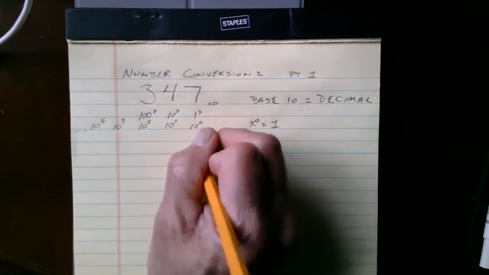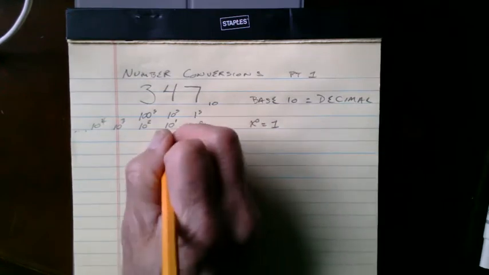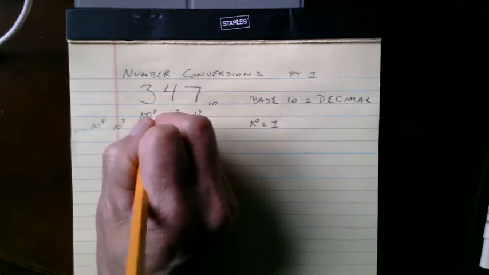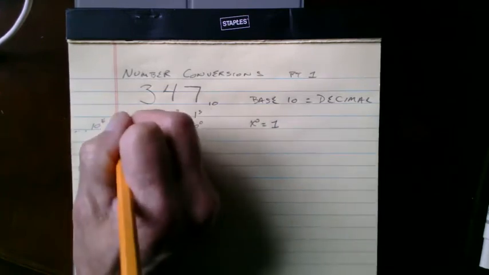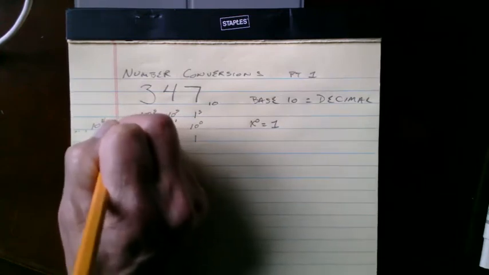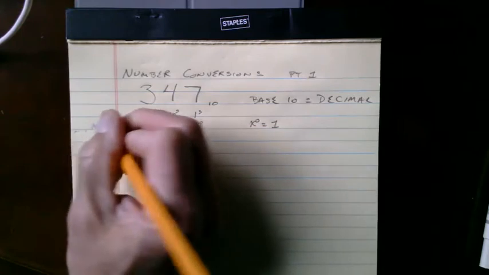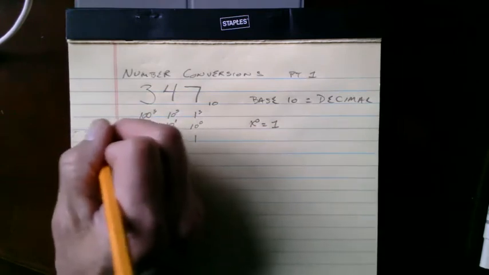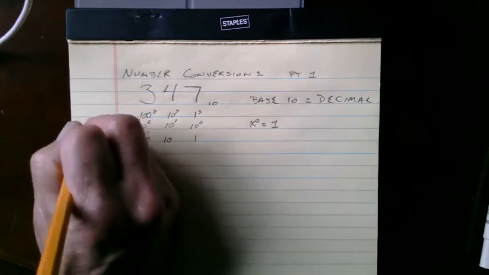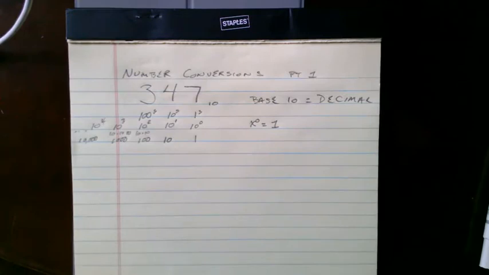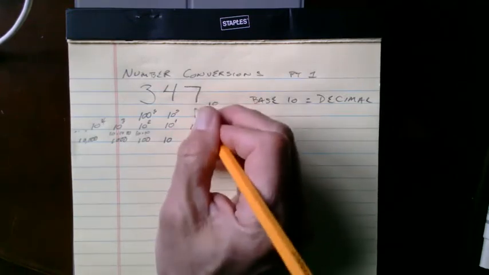So 10 to the 0 is indeed 1. 10 to the first is 10. 10 squared is 10 times 10, or 100. 10 cubed is 10 times 10 times 10, which is 1000. 10 to the fourth, 10 times 10 four times, 10,000.